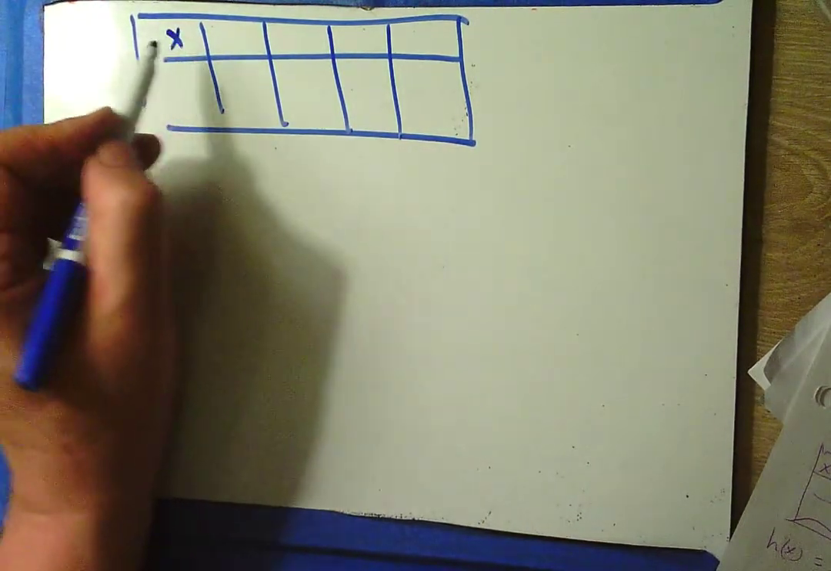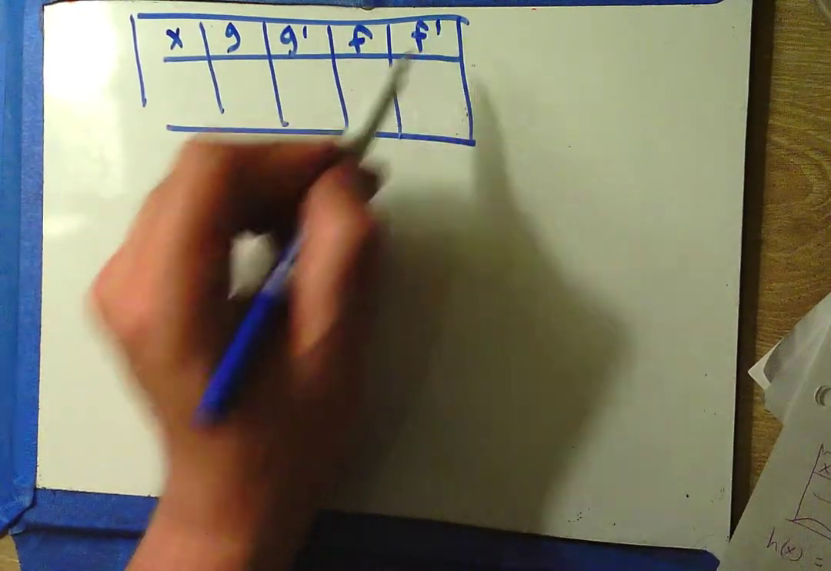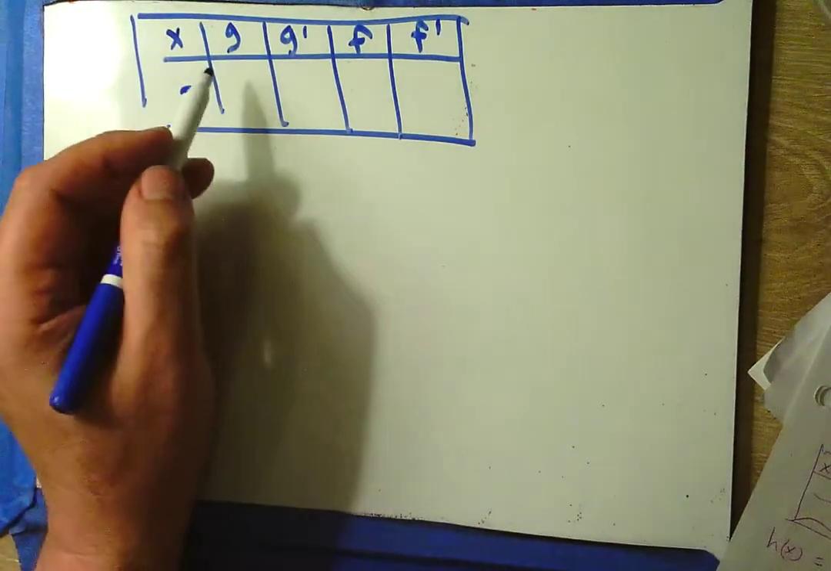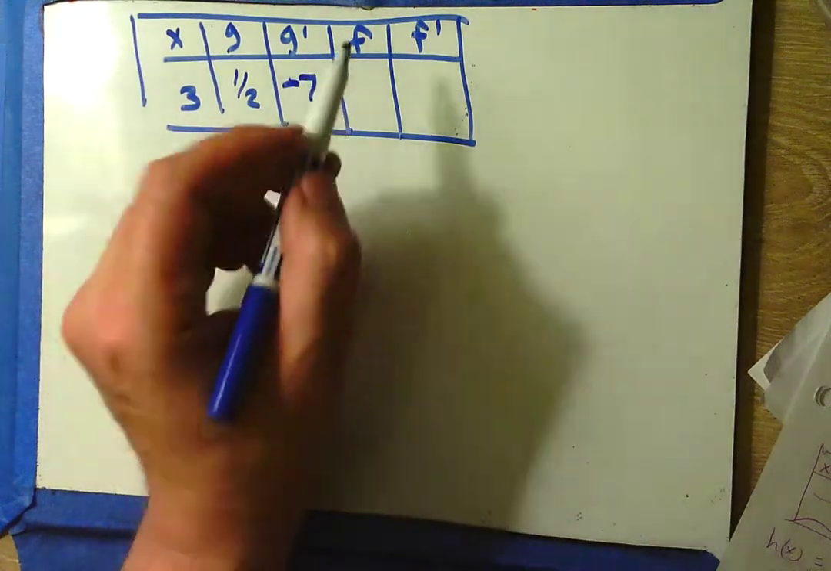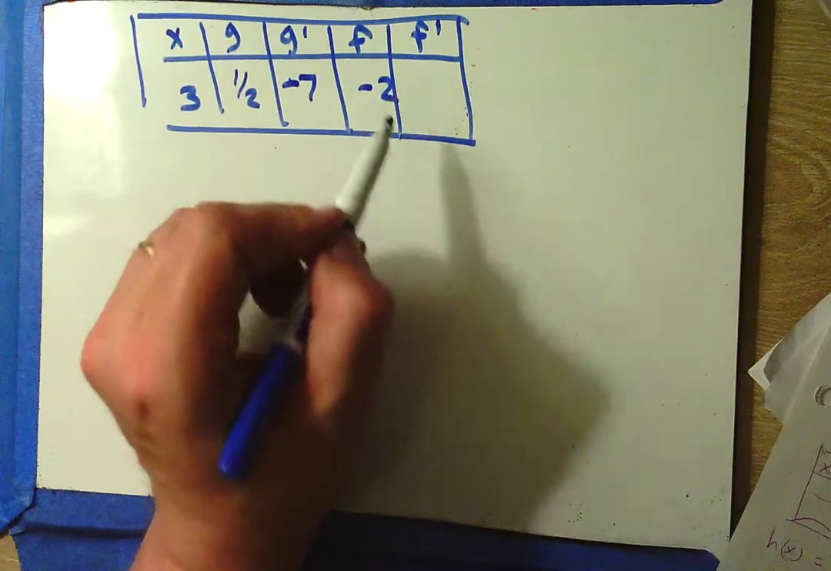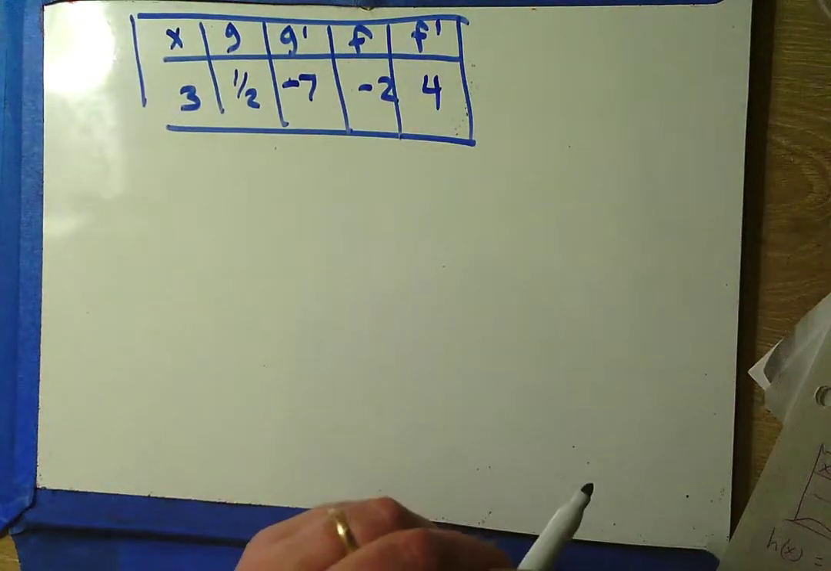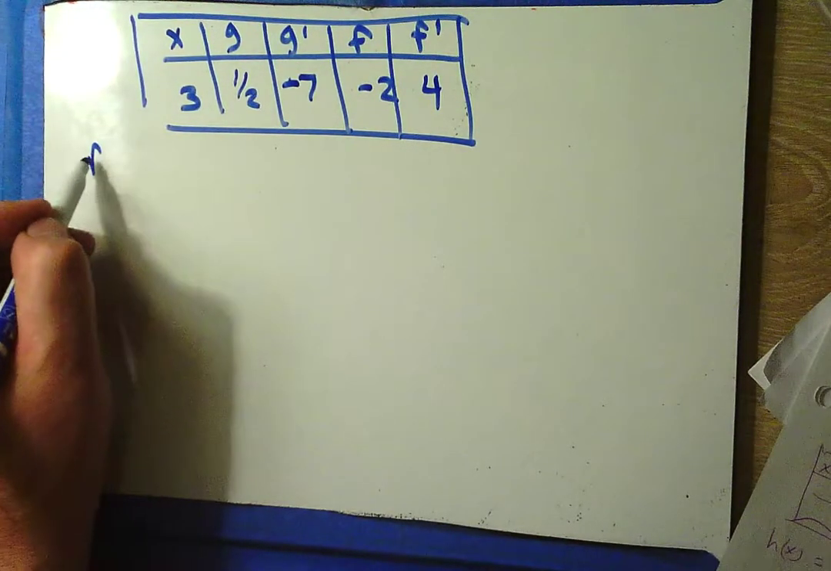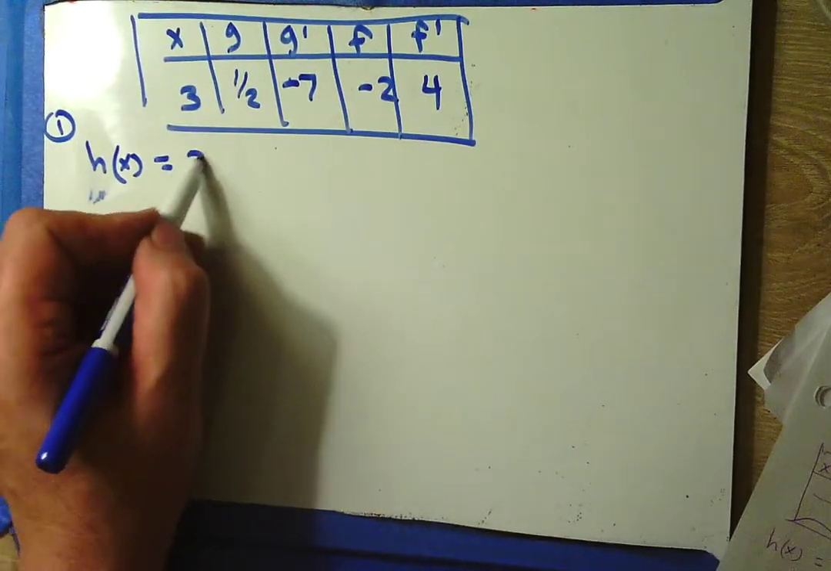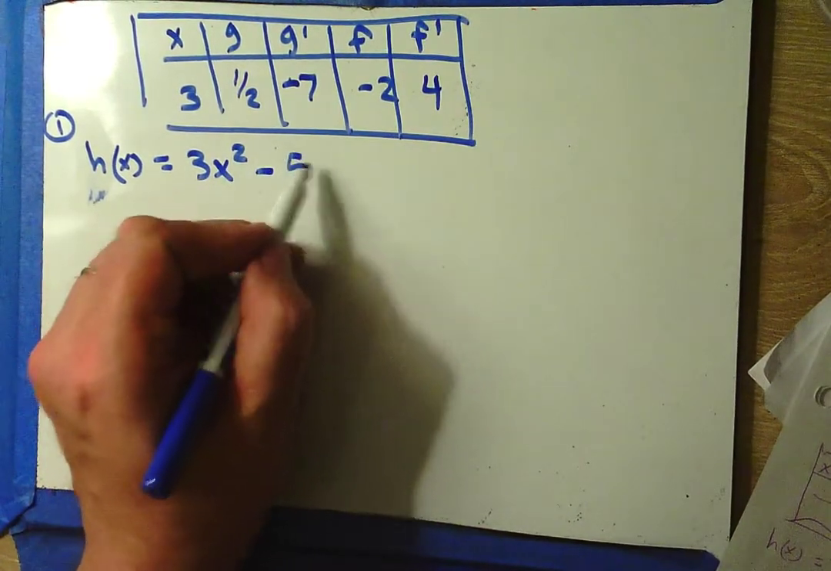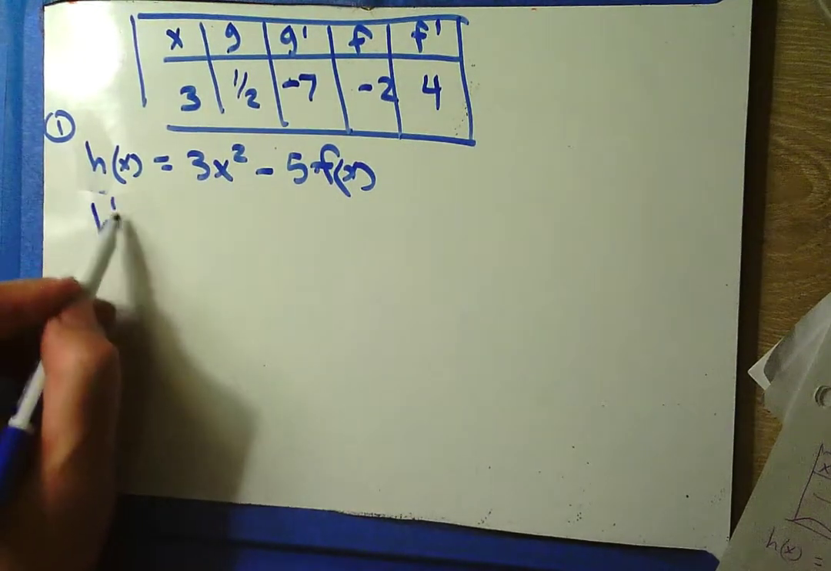And so I've got x, I've got g, I've got g prime, I've got f, I've got f prime. And let's say x equals 3, g of 3 is 1/2, g prime of 3 is negative 7, f of 3 is negative 2, and f prime of 3 is 4. Okay? So now I'm going to give you a function, let's call it h of x, and h of x is 3x squared minus 5 times f of x. So I'm supposed to find h prime of x.